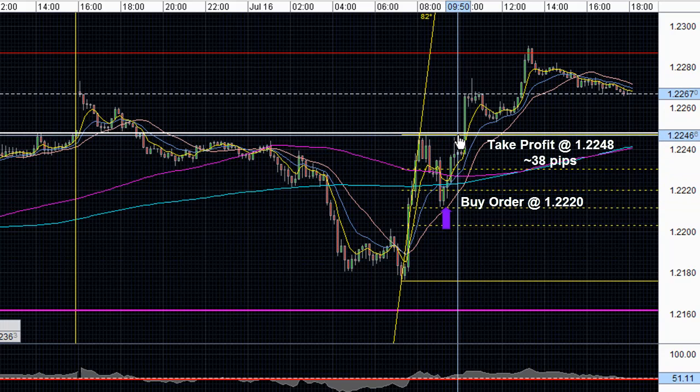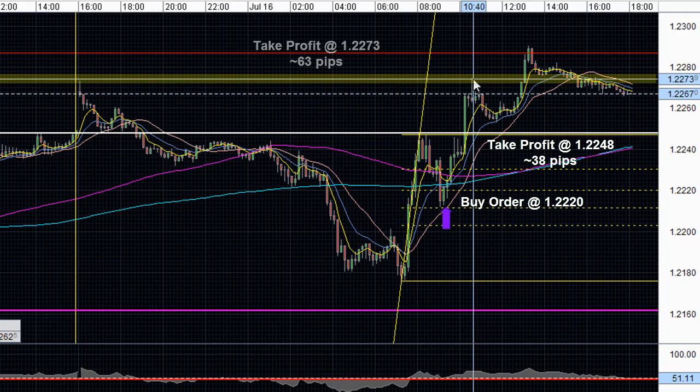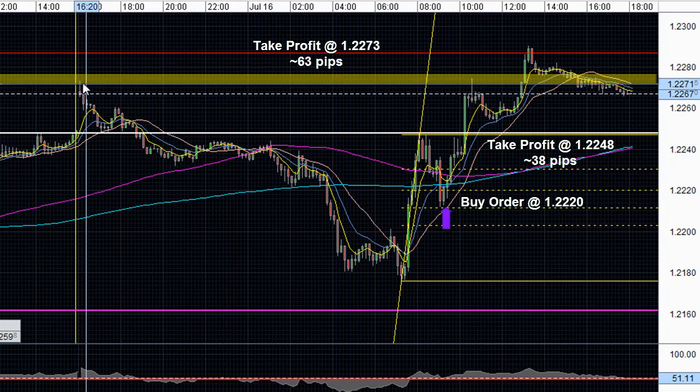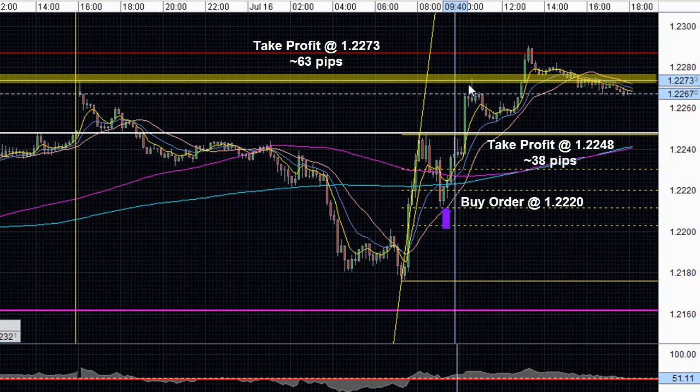either this weekly pivot level at 22.48 for about 38 pips, or I could have been a little more aggressive and held onto my position and closed my trade when price reached this previous resistance. If you look to the left, you can see this resistance here at 22.73 for about 63 pips.